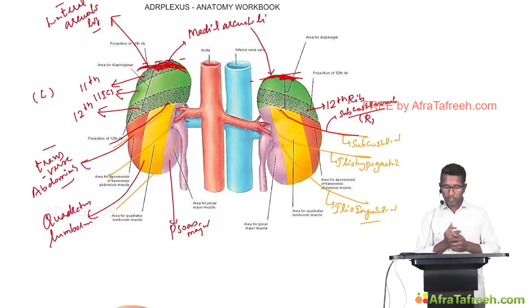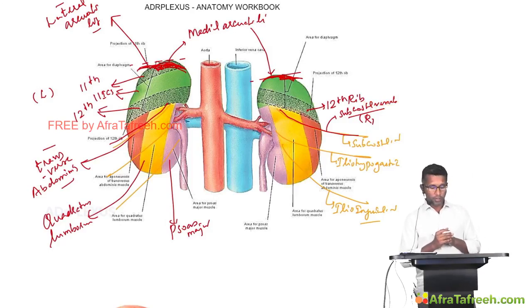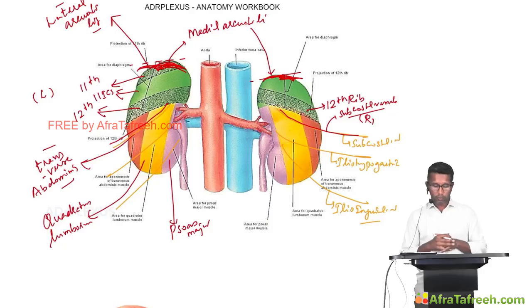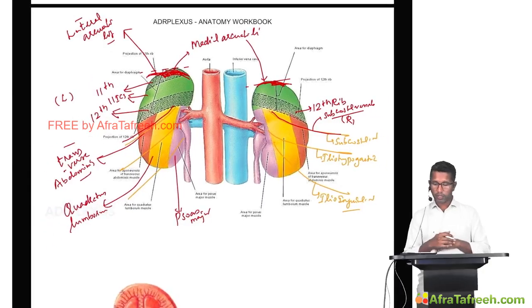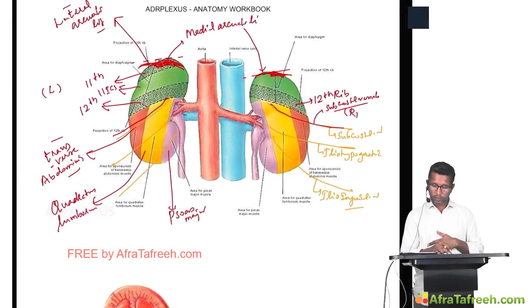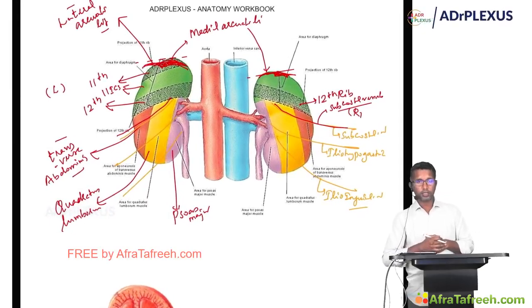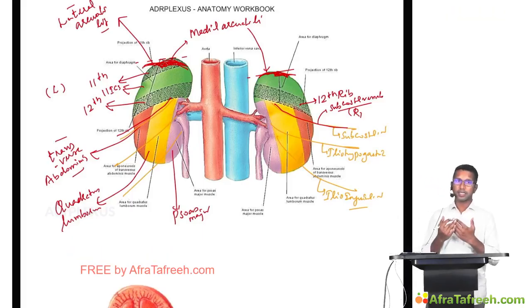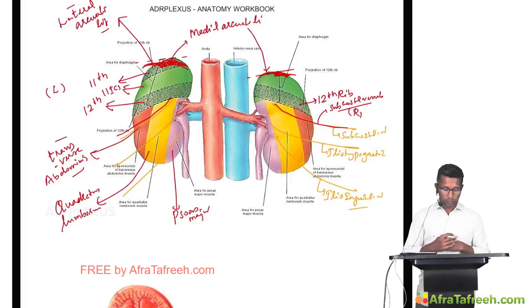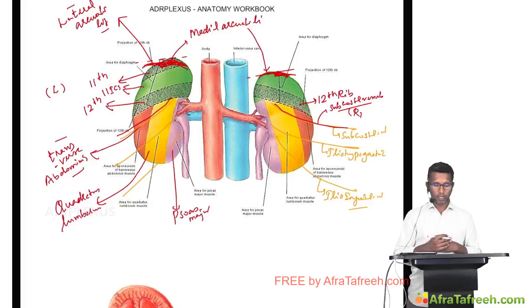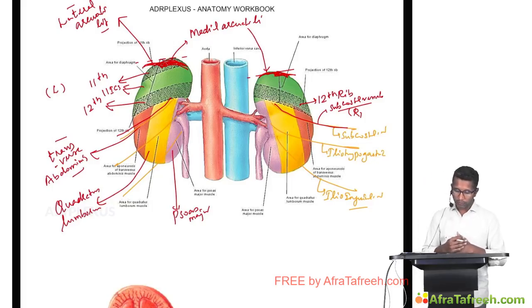Anterior relationships of the kidney, they don't ask much. Why is the posterior relationship important? Can anybody tell me why? Because when you do surgeries on the kidney, mostly the kidney is approached from the posterior aspect. So that is why the posterior relationship is very important.